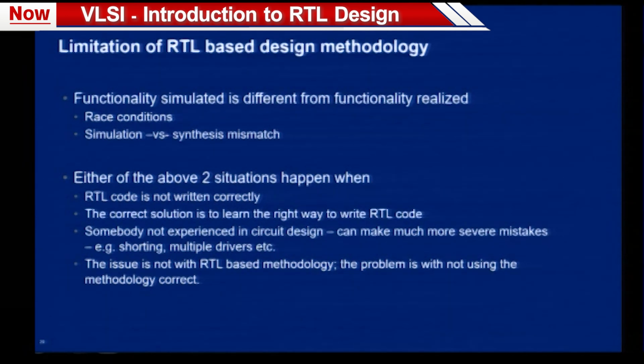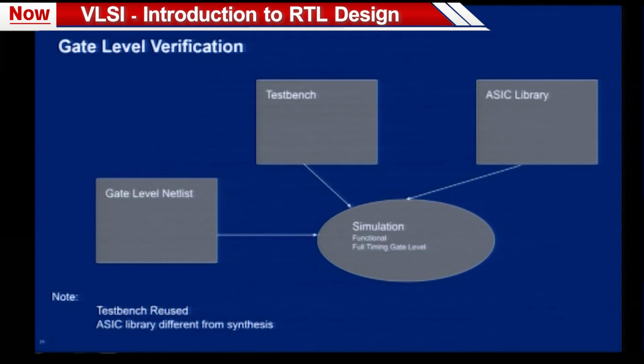But what if the person makes a mistake, right? Mistakes can always happen. So, after synthesis we had gotten that gate level netlist. This gate level netlist will take it through simulation once again to make sure that this gate level netlist is providing the same output that I desired.